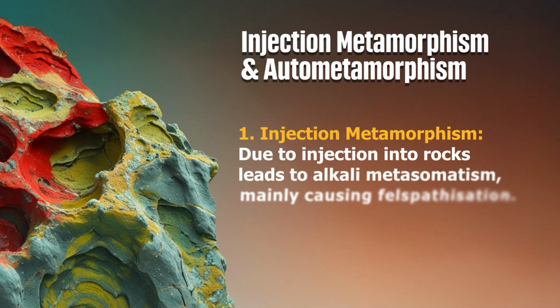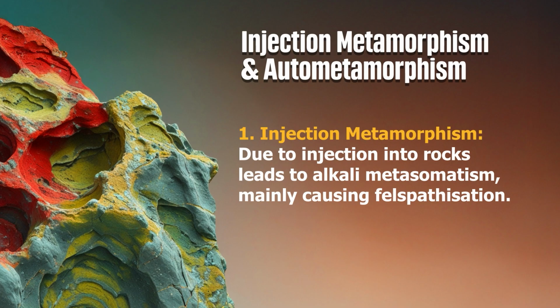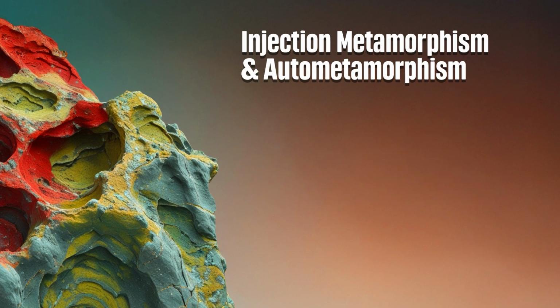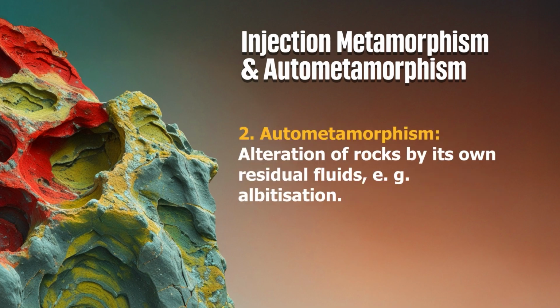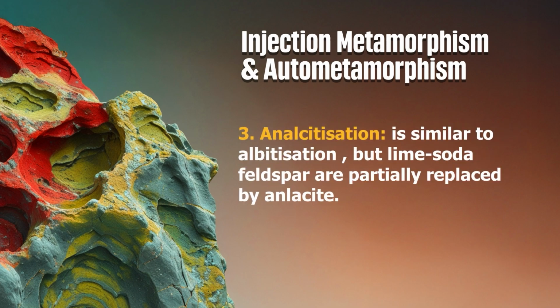Injection metamorphism and autometamorphism. Injection metamorphism, due to injection into rocks, leads to alkali metamorphism, mainly causing feldspathization. Autometamorphism is alteration of rocks by its own residual fluids, for example albitisation. Third one is analcitization, which is similar to albitisation, but lime soda feldspars are partially replaced by analcite.